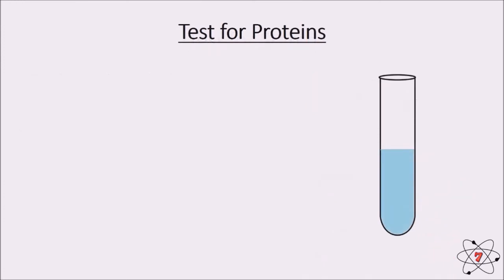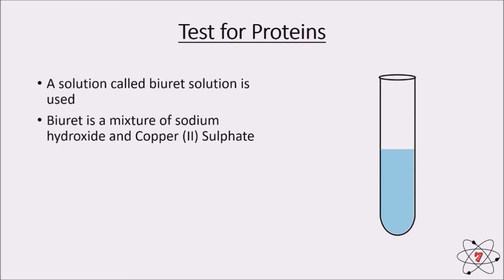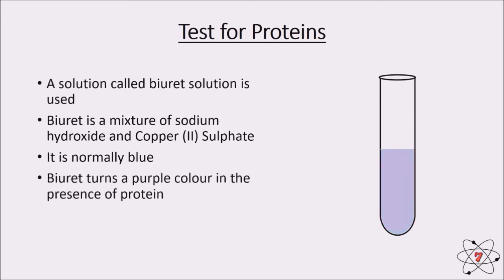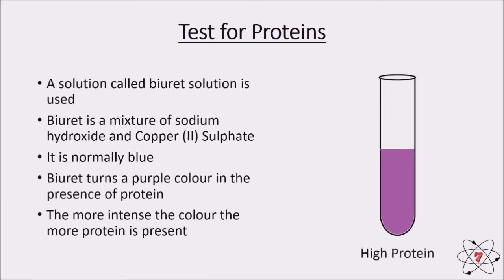The second test we're going to look at is the test for protein. And in order to test for protein, we use something called Biuret solution. Now, Biuret solution is a mixture of sodium hydroxide and copper sulfate, and it is normally a blue colour. However, when we mix Biuret solution with foods that contain protein, the protein will change that Biuret solution from a blue colour to a purple colour. So purple tells us there is protein present. However, the more protein that we have present, the darker that purple colour is. So, lots of protein will turn our Biuret solution a dark purple.